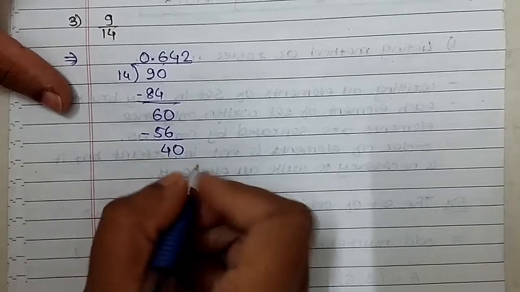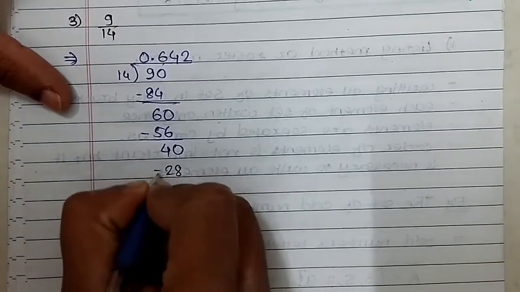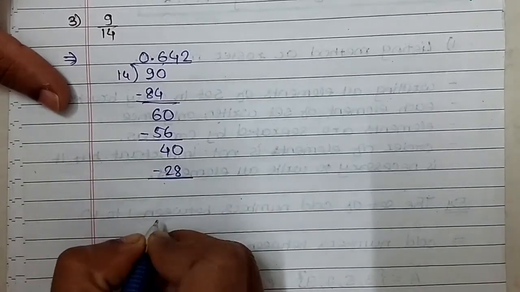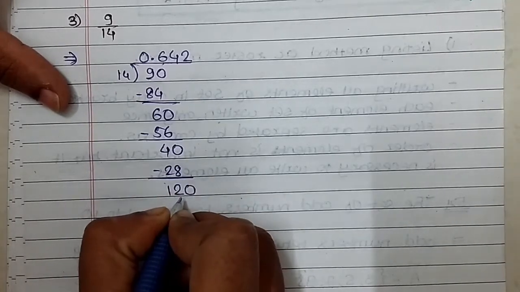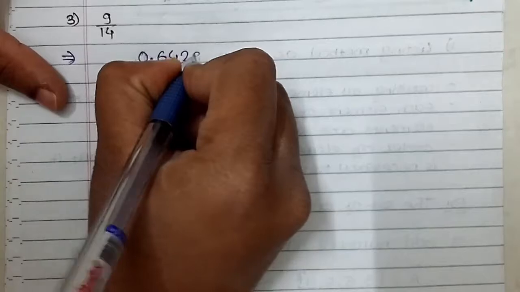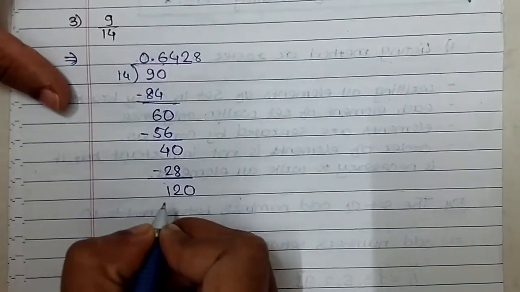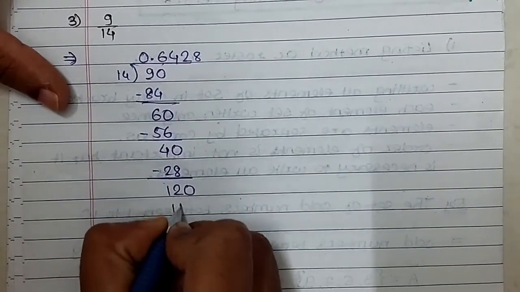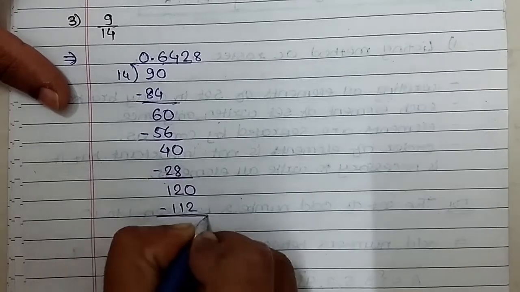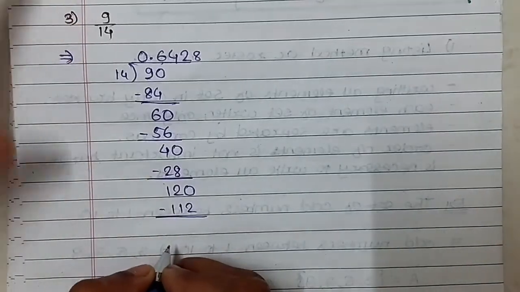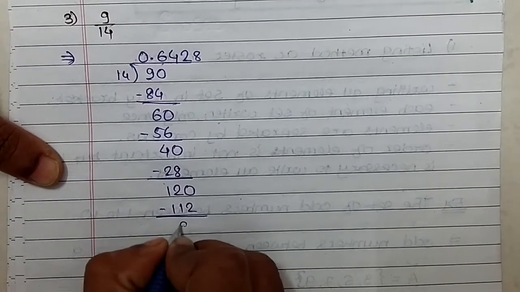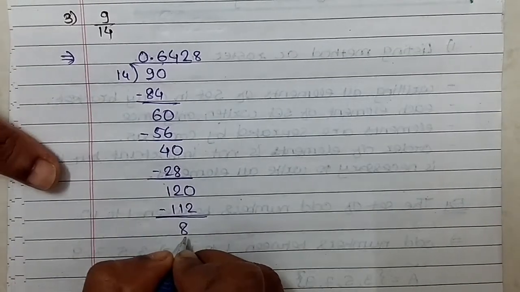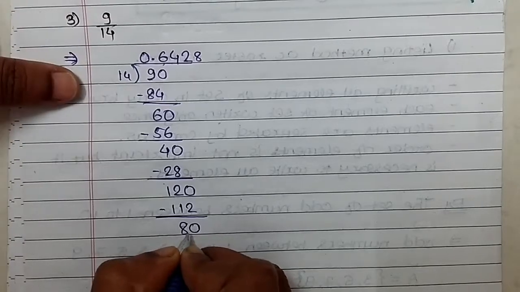Then what are 14 2s? 28. Then subtract this 28 from 40. What is your result? That is 12. Add 0. Then 14 8s are 112. Then put the minus sign here. Then subtract 112 from 120. That is your answer, here what? 8. Your remainder is 8 here. Then put 0. Okay, 8 is there.